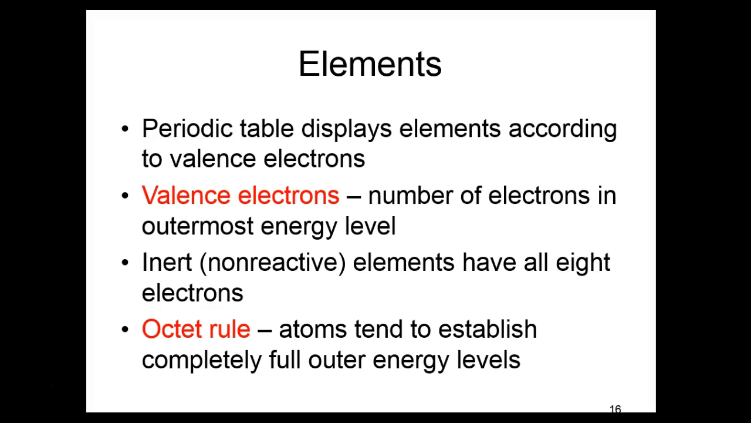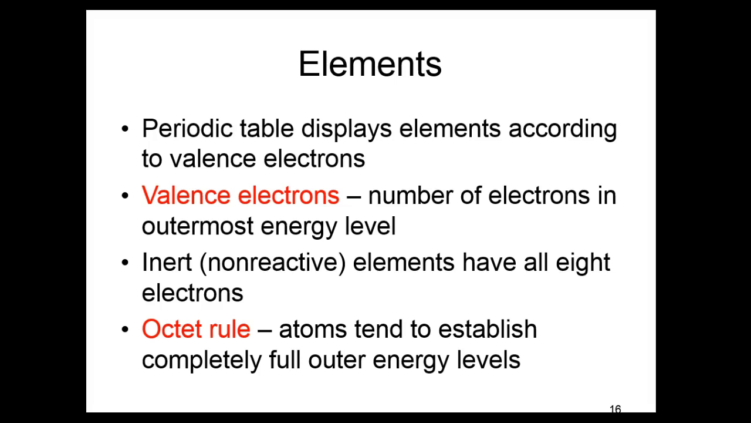So let's take helium, for example. Helium has, in its first shell, 2 electrons. We know the first shell you can have up to what? 2 electrons, which is fine. That's considered the outermost energy level for helium, which makes it a valence electron.